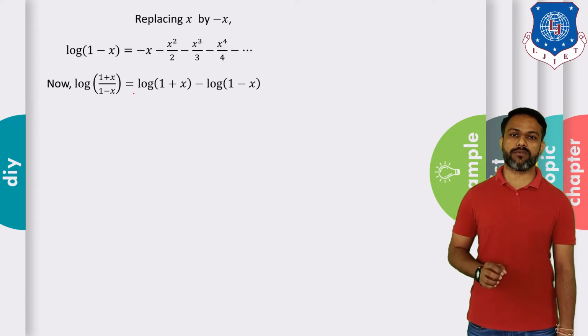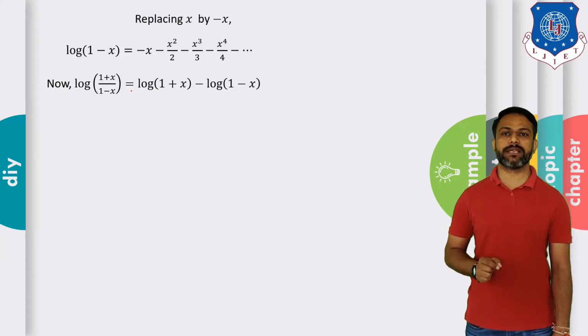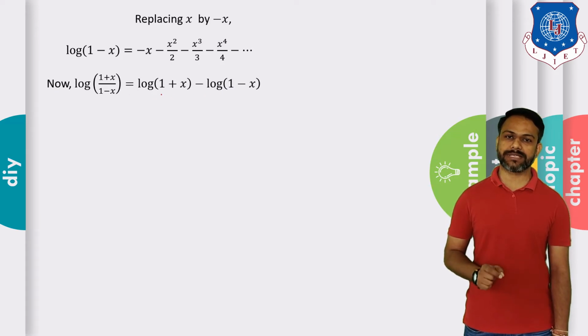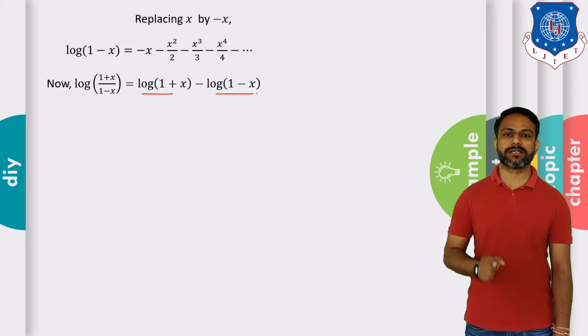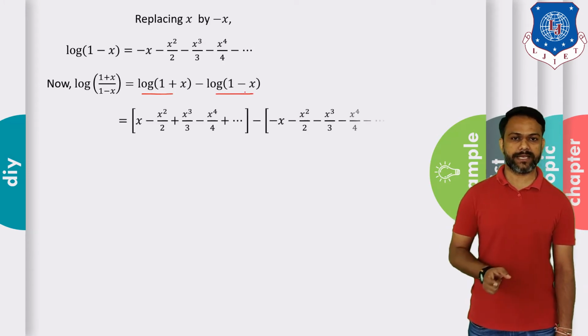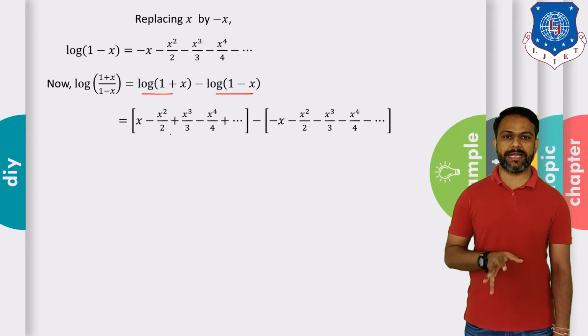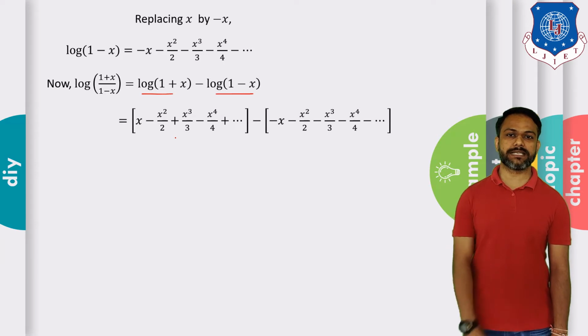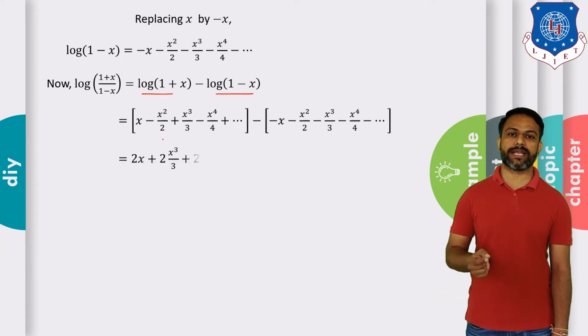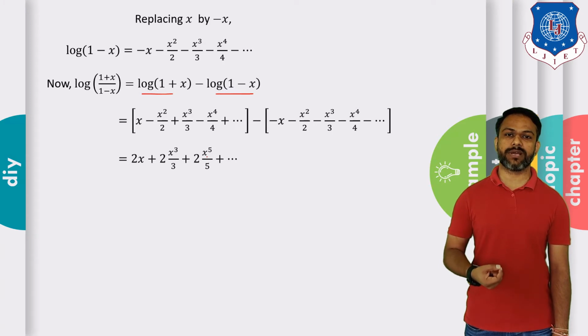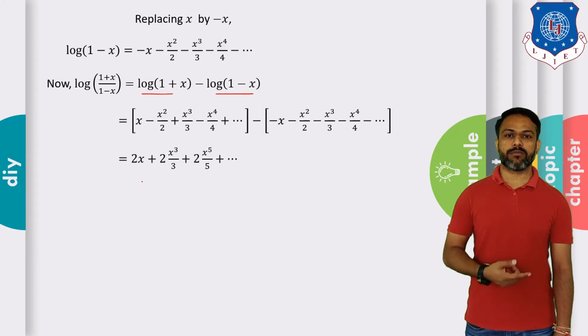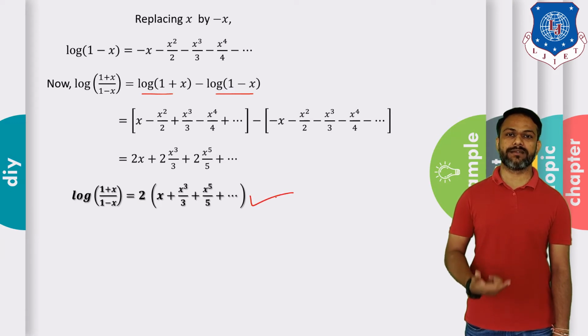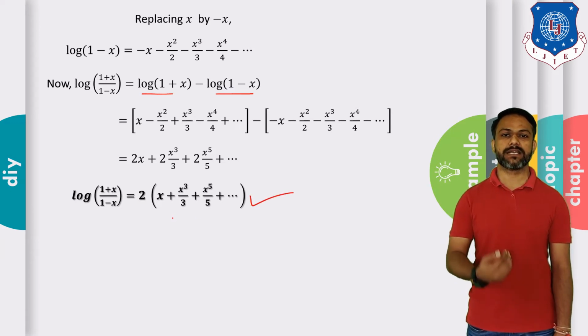Now we will find log of 1 plus x upon 1 minus x. We know the formula of log a by b: log a by b is log a minus log b. So log of 1 plus x upon 1 minus x is equal to log of 1 plus x minus log of 1 minus x. Just put the series of log of 1 plus x and log of 1 minus x over here. By expanding the bracket, we have this series: 2 times x, 2 times x cubed by 3, 2 times x raised to 5 by 5 and so on. Now by taking 2 common, we have the final answer for log of 1 plus x divided by 1 minus x.